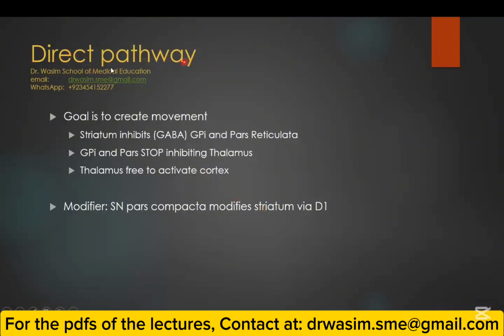What is the function of the direct pathway? The goal of the direct pathway is to create a movement. The striatum inhibits by GABA neurotransmitter. Which structures does it inhibit? Globus pallidus internus and pars reticulata. The globus pallidus internus and pars reticulata stop inhibiting the thalamus. So the thalamus is free to activate the cortex. Here are some of the modifiers, that is the substantia nigra pars compacta, which modifies striatum via D1.